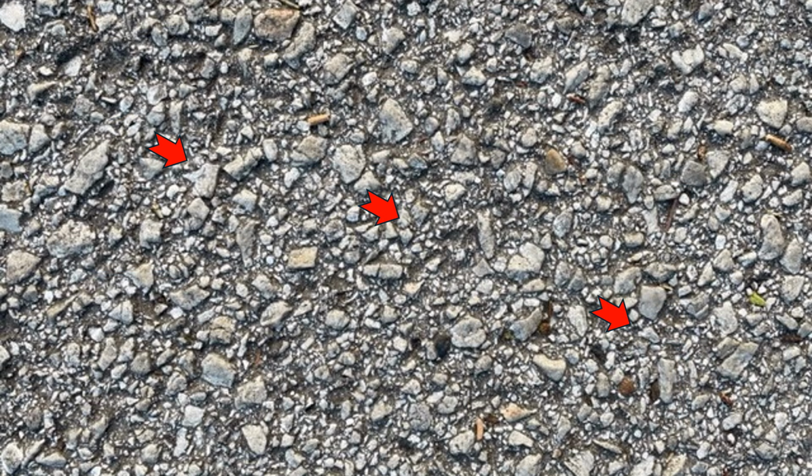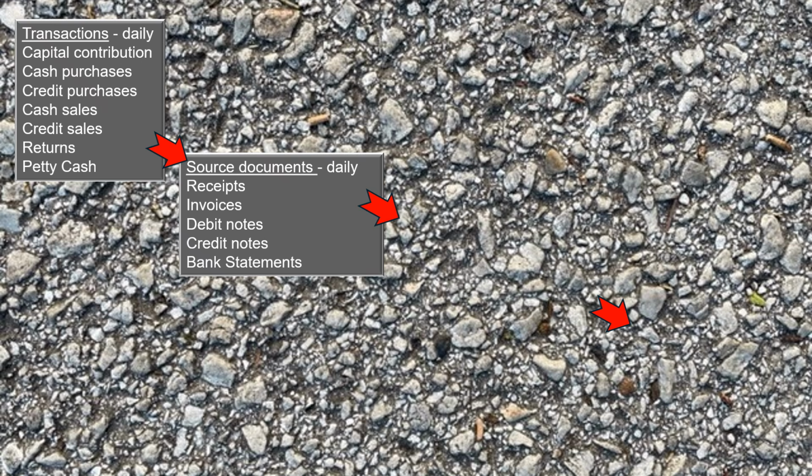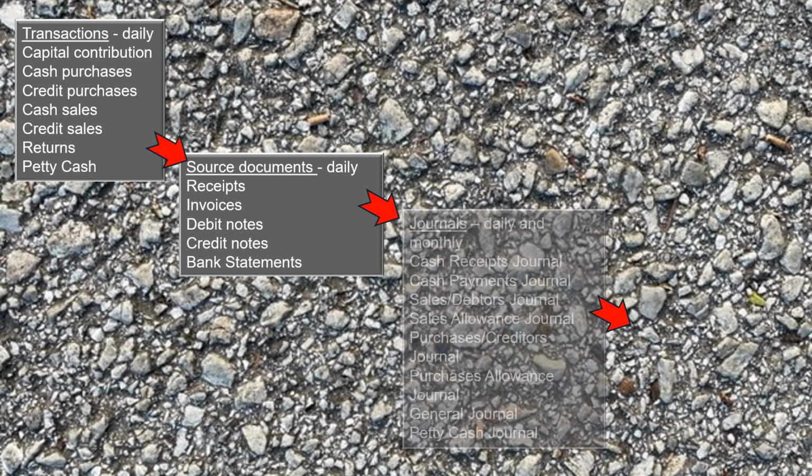So let's move on. We're looking at transactions, nothing new there. We're looking at which documents, and we're going to go into more detail with the documents. Which documents are used to record these transactions: receipts, invoices, debit notes, credit notes, bank statements, petty cash vouchers, journal vouchers, and EFT confirmation slips.